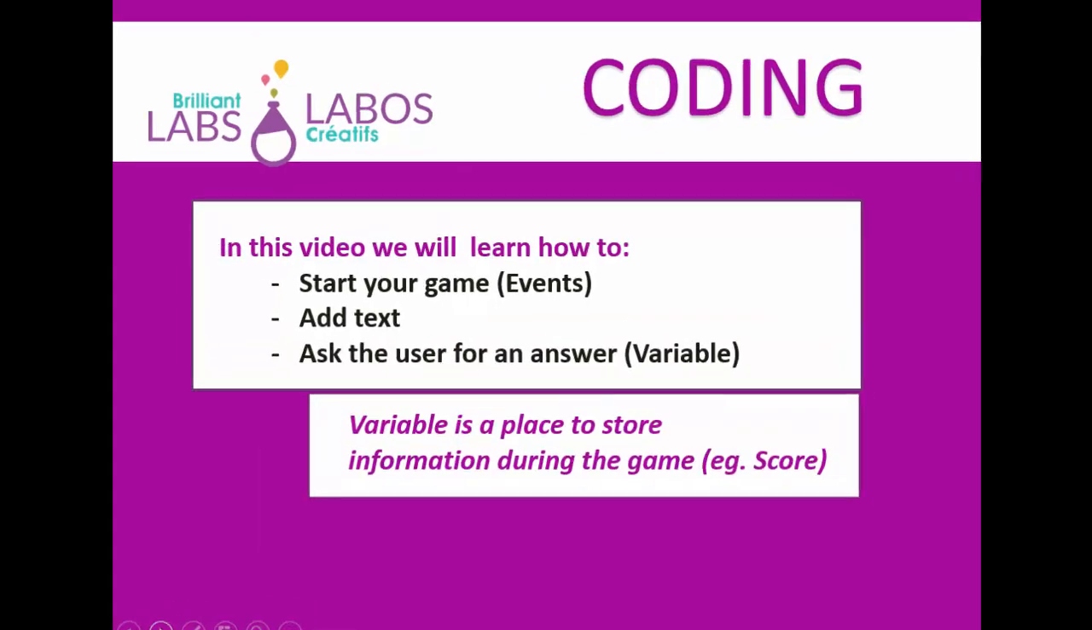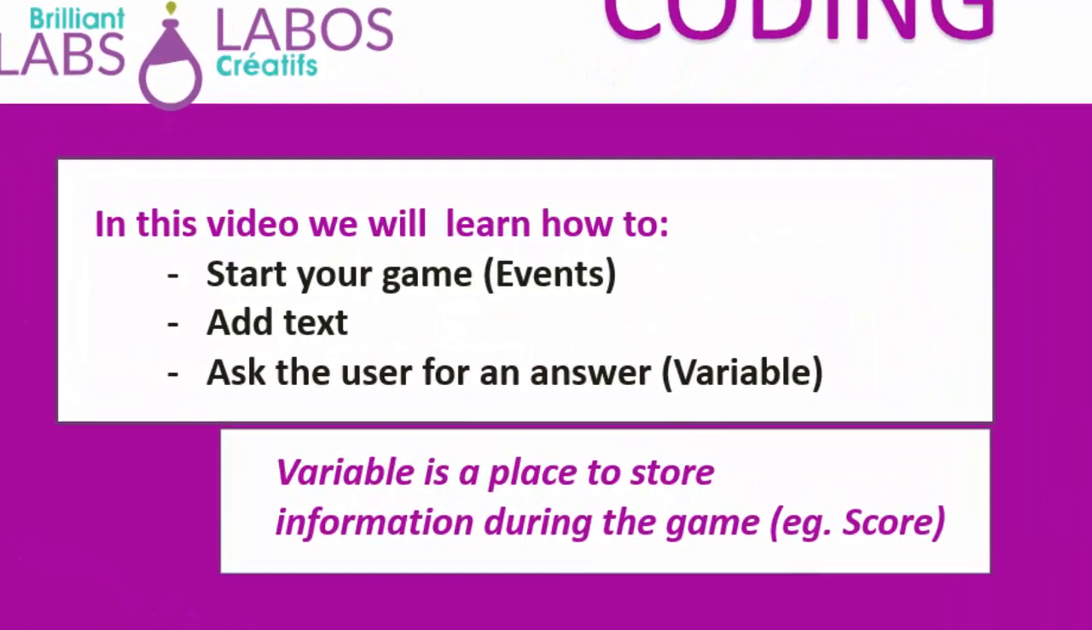In this video, video number 3, we're going to learn to start our game with something called an event. So pressing play is an example of an event. We're going to learn to add text to make it look like our characters are actually speaking, so text bubbles. And the third thing we're going to do is ask the user for an answer. The question we're going to ask is, what is your name? And that's going to create an answer, which is called a variable.